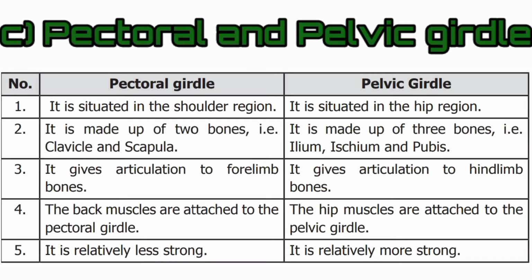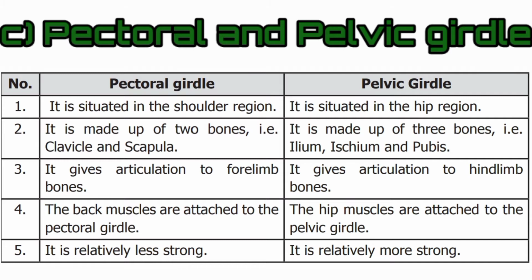Pectoral and pelvic girdle. Pectoral girdle, it is situated in the shoulder region. Pelvic girdle, it is situated in the hip region. Pectoral girdle, it is made up of two bones, that is clavicle and scapula. Pelvic girdle, it is made up of 3 bones, that is ilium, ischium and pubis. Pectoral girdle, it gives articulation to forelimb bones. Pelvic girdle, it gives articulation to hind limb bones.